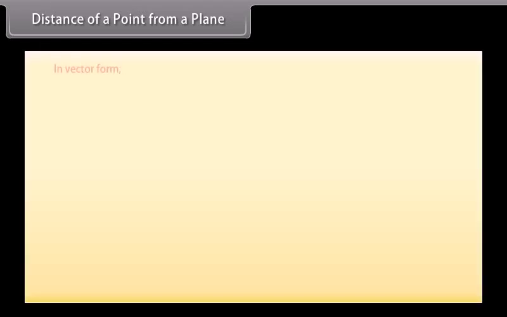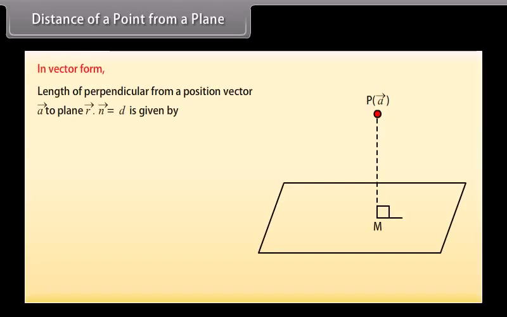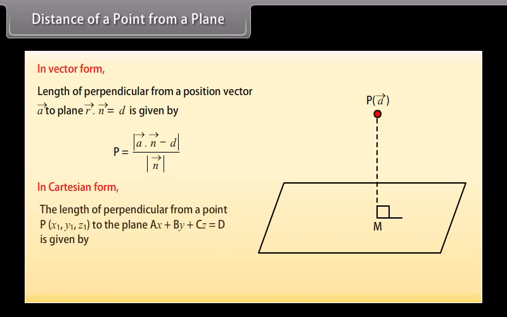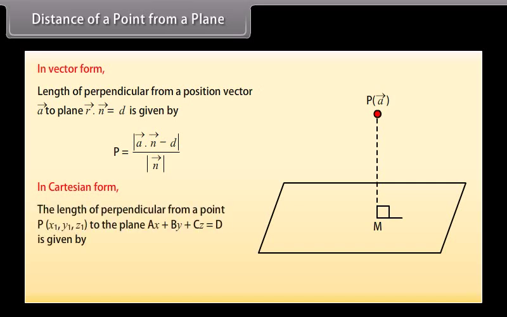Distance of a point from a plane. In vector form, length of perpendicular from a position vector A to plane dot product of vector r and vector n equals d is given by the formula. In Cartesian form, the length of perpendicular from a point P, x1, y1, z1 to the plane ax plus by plus cz equals d is given by the formula.